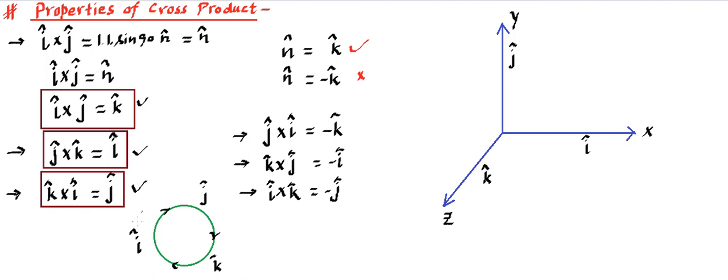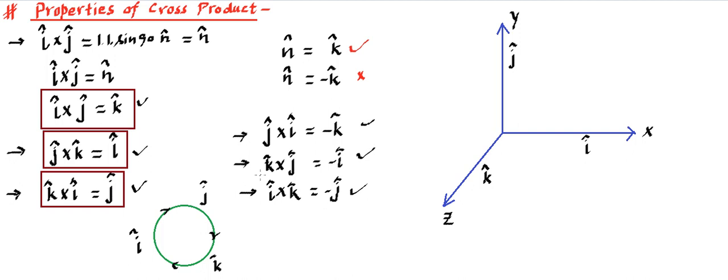However, if we move in the opposite direction, opposite to the direction will lead to the minus sign. So if we are moving from j and doing cross with I, you will find we are going against this order. So it's not going to be k, rather it's going to be minus k, that you can see over here. Similarly, I cross k will be minus j, and k cross j will be minus I. Can you see all these 6 results?